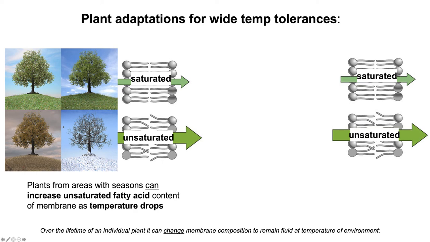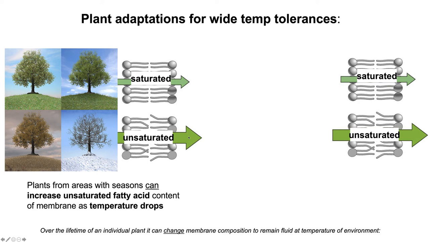For example, if you look at plants from seasonal areas, with spring, summer, fall, and winter, plants from these areas can actually increase the amount of unsaturated fatty acids in their cellular membranes as temperatures drop. Remember from previous lectures that if you increase the amount of unsaturated fatty acids in your cellular membranes, you get more of these little kinky tails. That means the fatty acids are not packed as closely together, and the membranes are therefore more permeable.